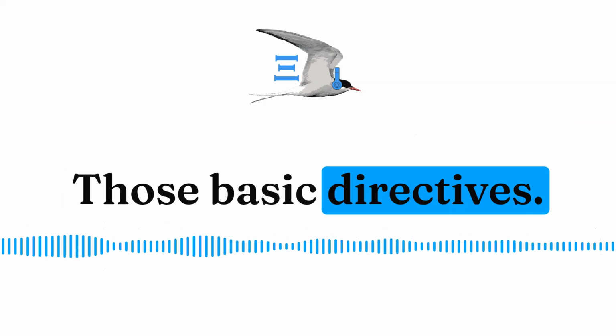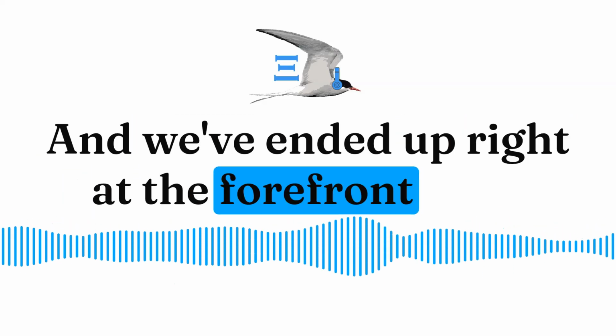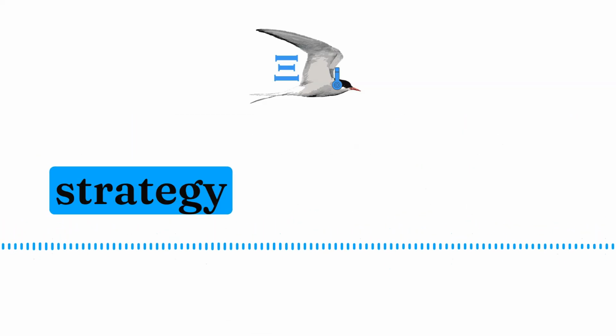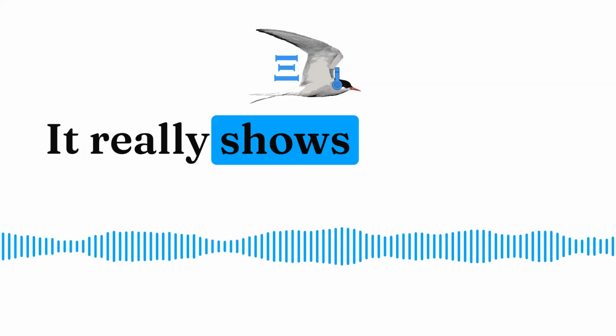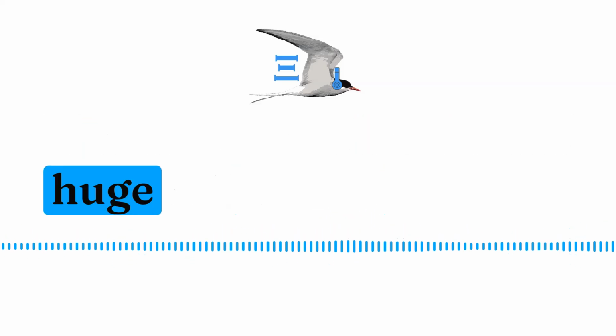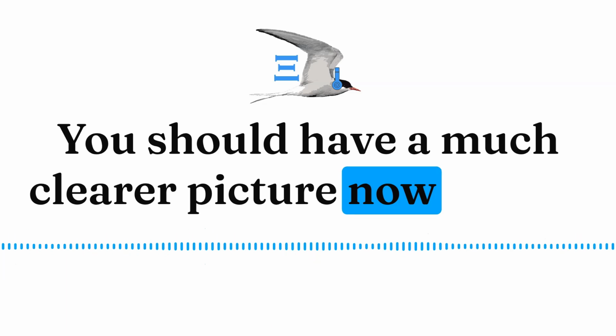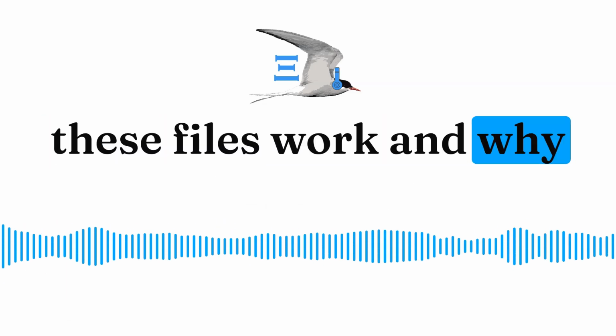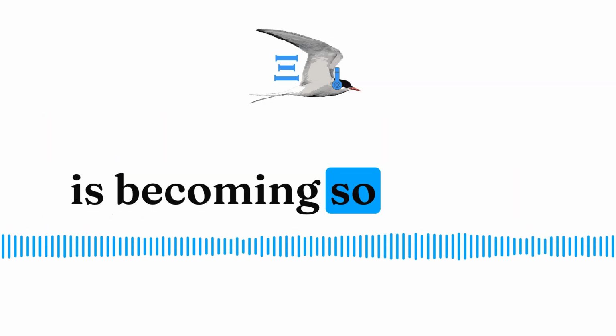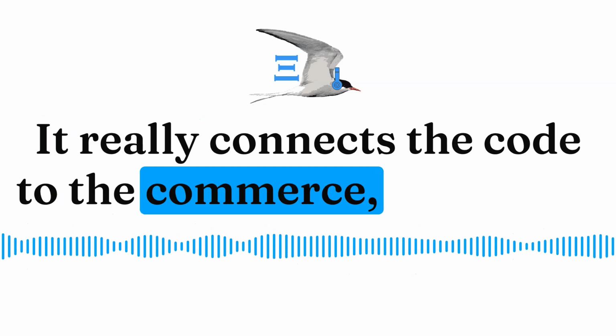Wow. Okay, so we started with a seemingly simple text file, Robots.txt, this sort of digital gatekeeper. Here are those basic directives. And we've ended up right at the forefront of AI strategy in e-commerce. It really shows how these technical details underpin huge strategic decisions. You should have a much clearer picture now of how these files work and why setting boundaries for AI is becoming so critical. It really connects the code to the commerce, doesn't it?